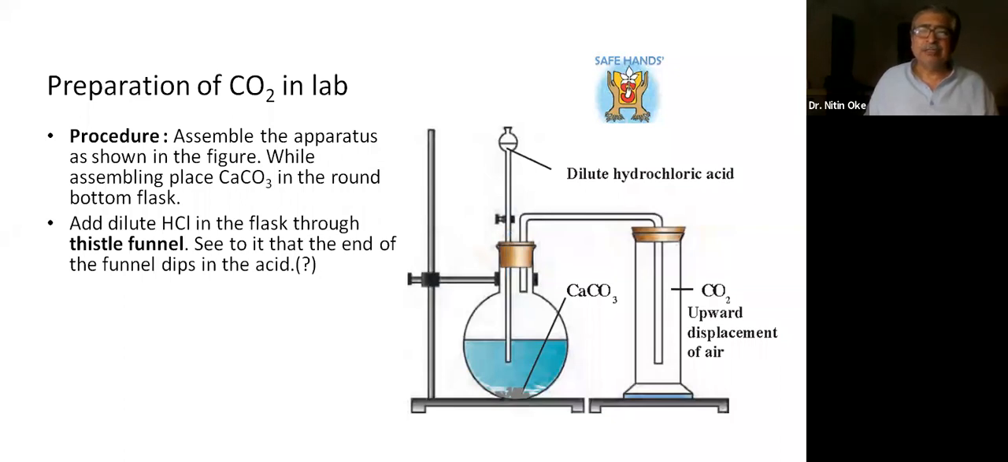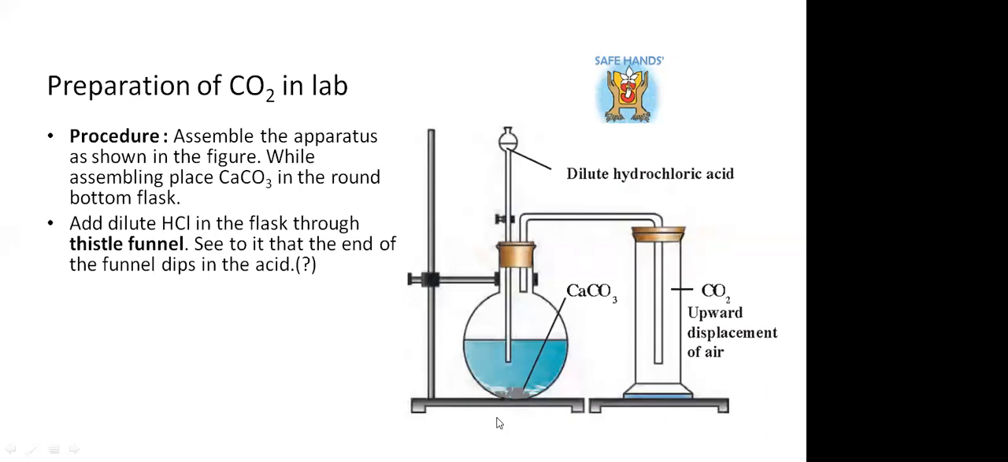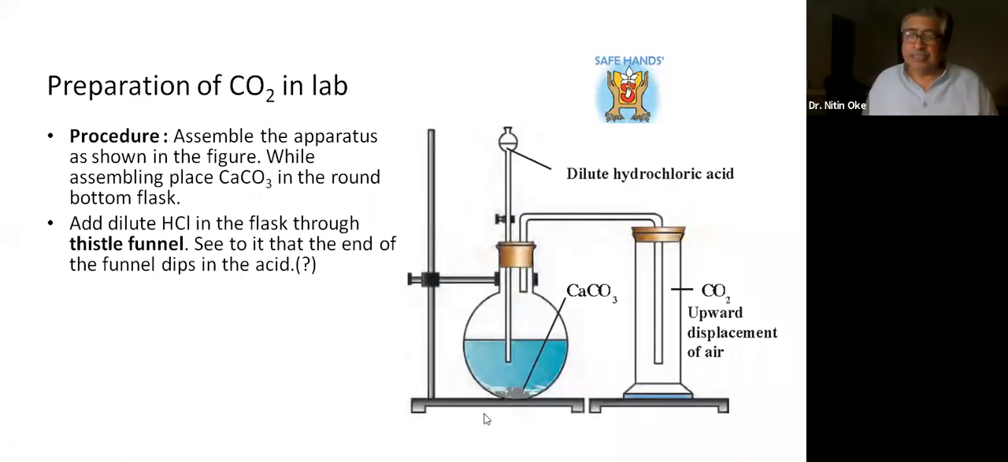Now it has said that the end of the funnel dips in acid. Why is it said? What happens if this particular Thistle funnel is a little bit up and this end is above the acid? What's wrong in it? Sir, it will start splashing. CO2 will come out. What will come out? CO2, sir. CO2 will not be collected only over here. It will also be going out from here. So we will be wasting the product which we are creating.